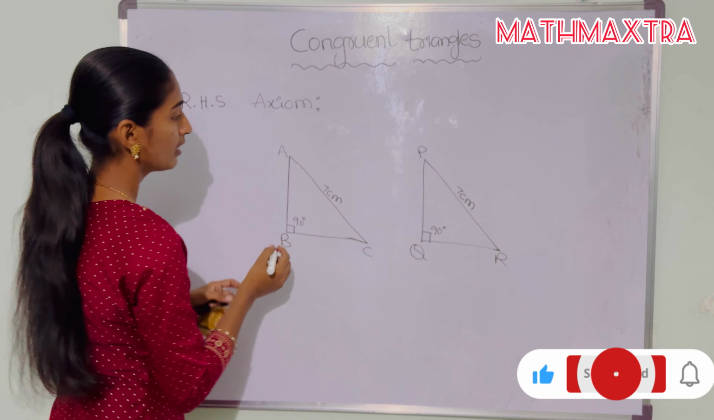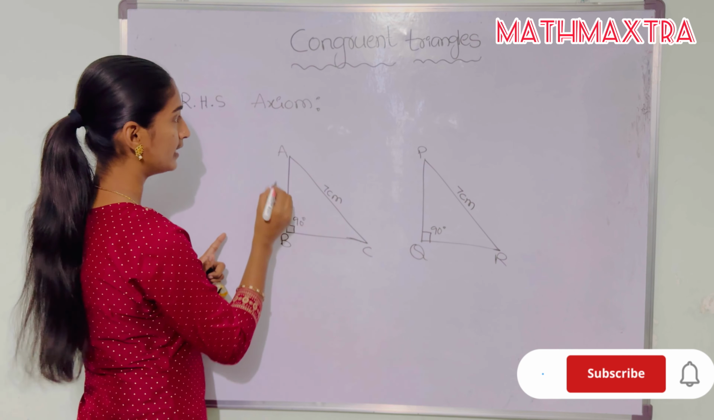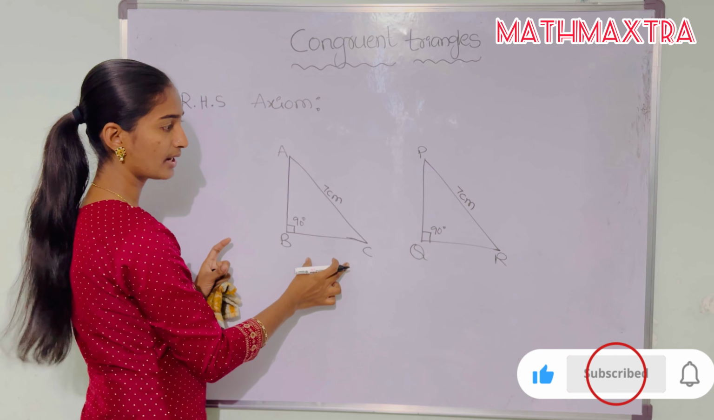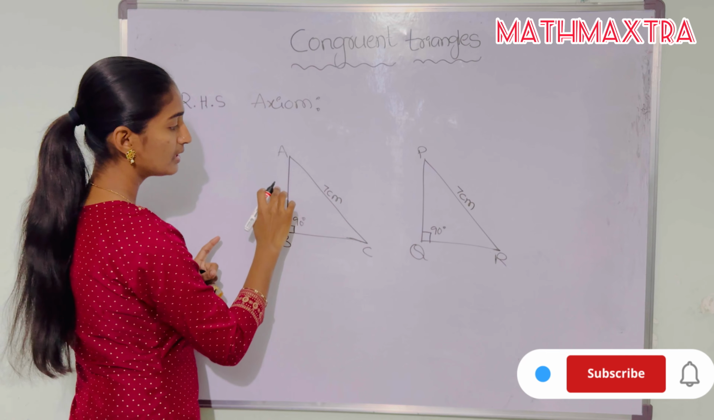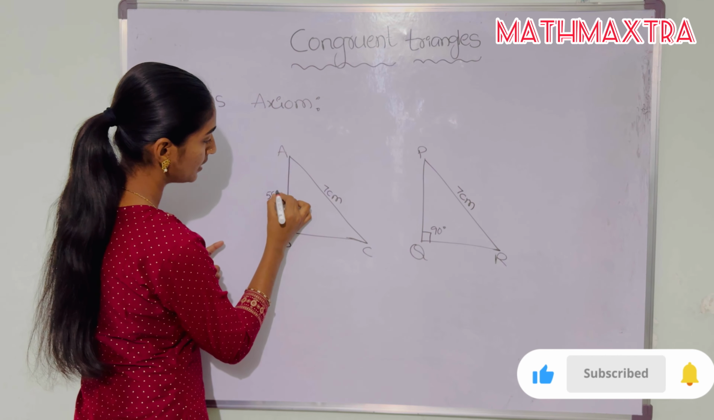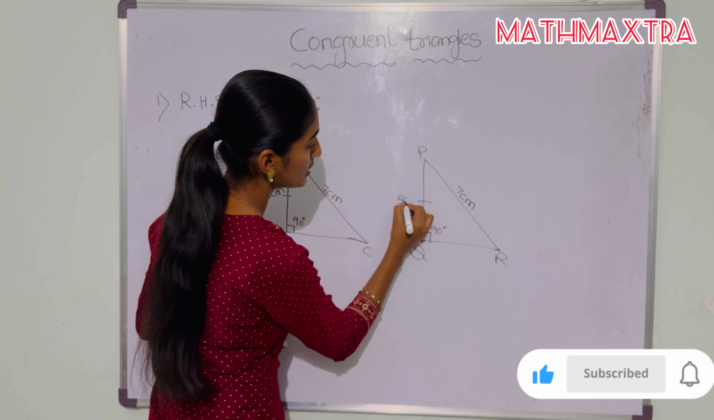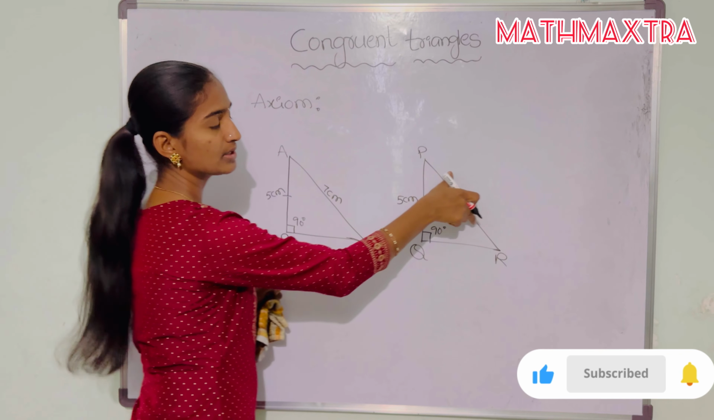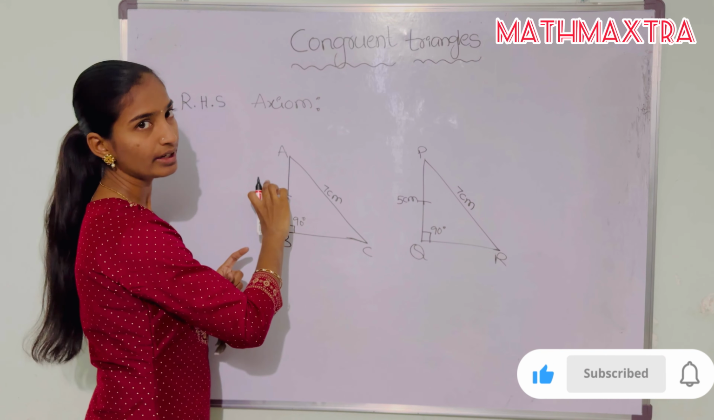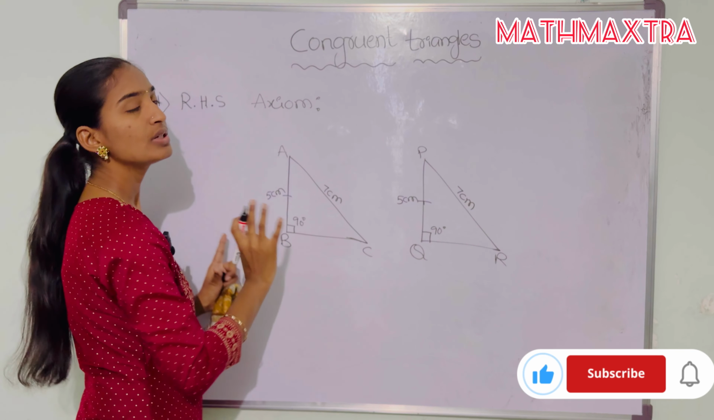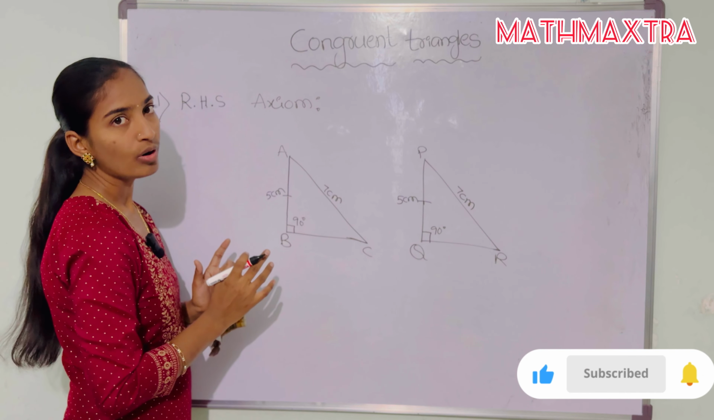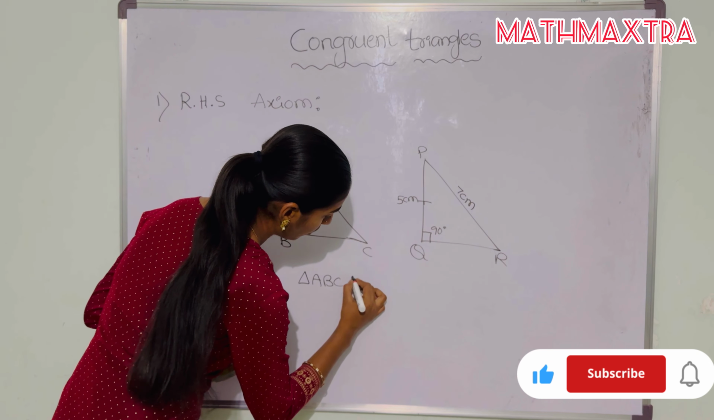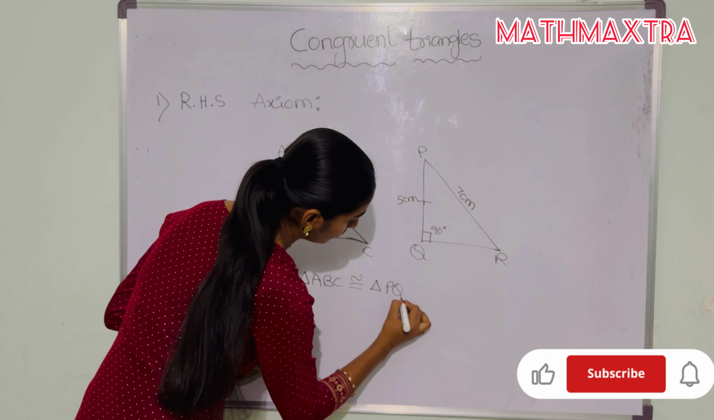And one more, we have to check the side. This is the side, right? So you either consider this side or this side. That is your wish. If you consider this side is somewhere 5 centimeters, this side should also measure 5 centimeters. So now the two right angles are equal, two hypotenuses are equal, and two sides are equal. Then we say these two triangles are congruent to each other. That is, triangle ABC is congruent to triangle PQR.